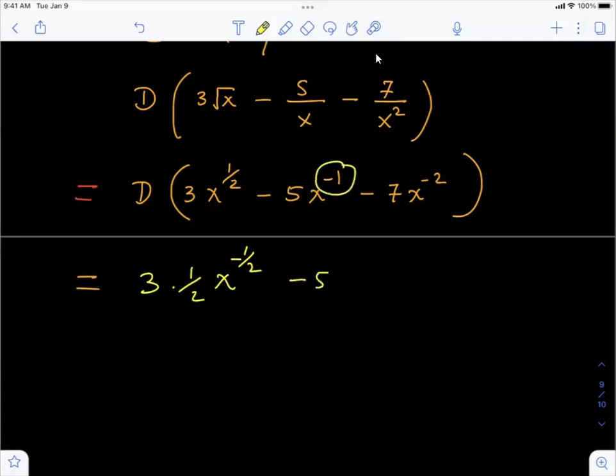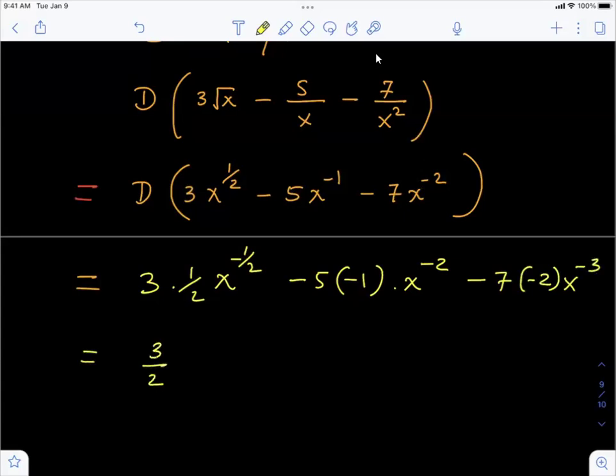Let me just use the product rule in this, the power rule in that, right? X to the negative 1 minus 1, so it's negative 2. And then the third one, negative 2 comes to the front. So 7 times negative 2, x to the negative 2 minus 1, it's negative 3. So just simplify. 3 half here.